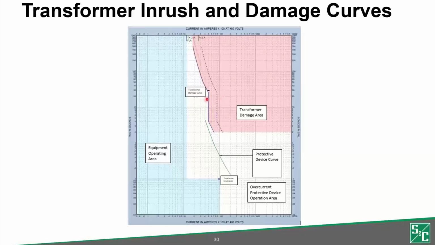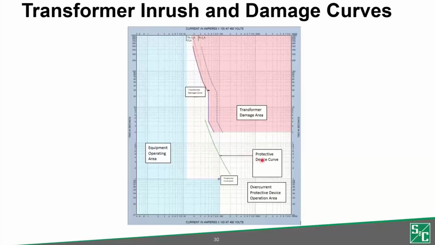Now there's 2 curves here. One's a frequent fault and one's an infrequent fault. The infrequent one is higher, so if you can guarantee there's not going to be a lot of faults right in a row, you keep closing in on the same fault, then you can use this higher curve. But if you don't know that for sure, you use the lower curve to the left to protect it.